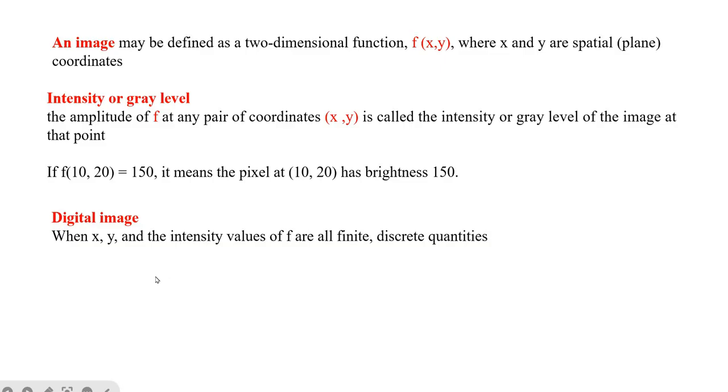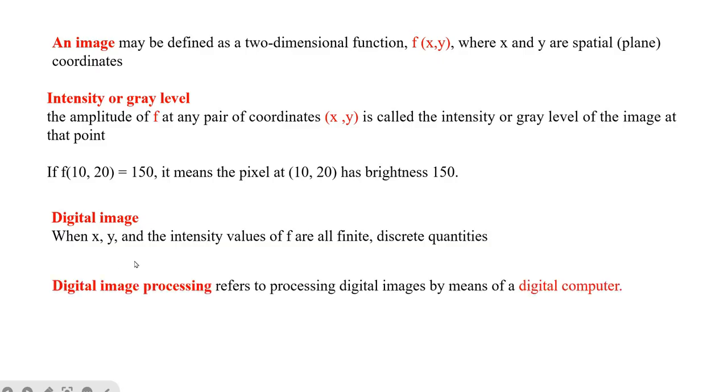Next comes the digital image. A digital image is one where x and y coordinates are limited and countable. That is, these are finite and discrete quantities. The intensity values are also finite and discrete. For example, they will be between 0 to 255. In simple words, a digital image is made up of small blocks called pixels, which are arranged in rows and columns, and each block has a brightness value.